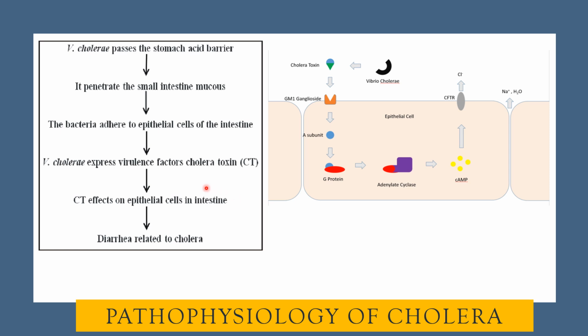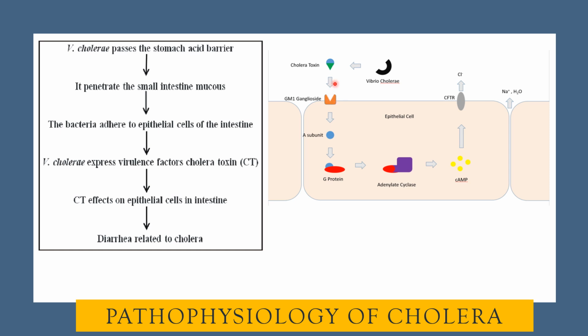Now, what is the pathophysiology of cholera? How does it happen? As we already know, it is caused by Vibrio cholerae bacilli, which are gram-negative bacilli, and it passes the stomach acid barrier. This cholera bacillus stays in the intestinal lumen, but it produces a toxin that binds to the receptor on the apical membrane of intestinal epithelial cells.